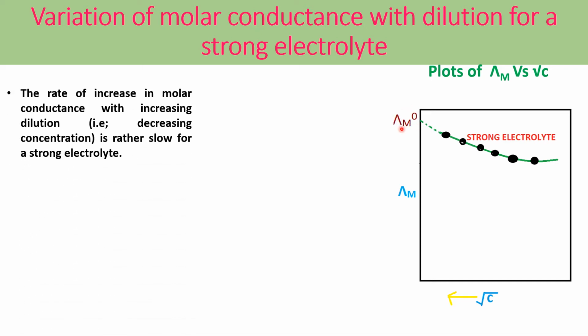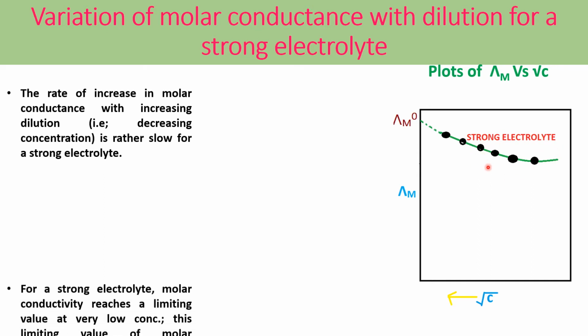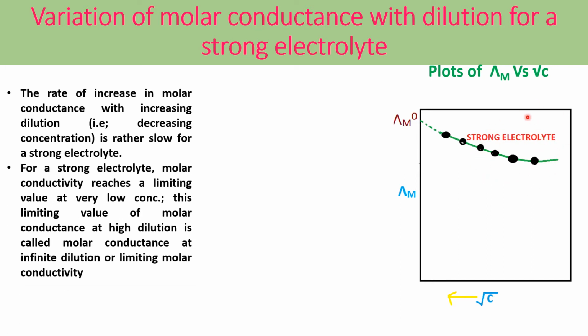So the rate of increase in molar conductance with increasing dilution or decreasing concentration is rather slow for a strong electrolyte. For a strong electrolyte, the molar conductivity reaches a limiting value at very low concentration. This limiting value of molar conductance at high dilution is called molar conductance at infinite dilution or limiting molar conductivity. It is denoted as lambda raised to 0 or lambda raised to infinity.